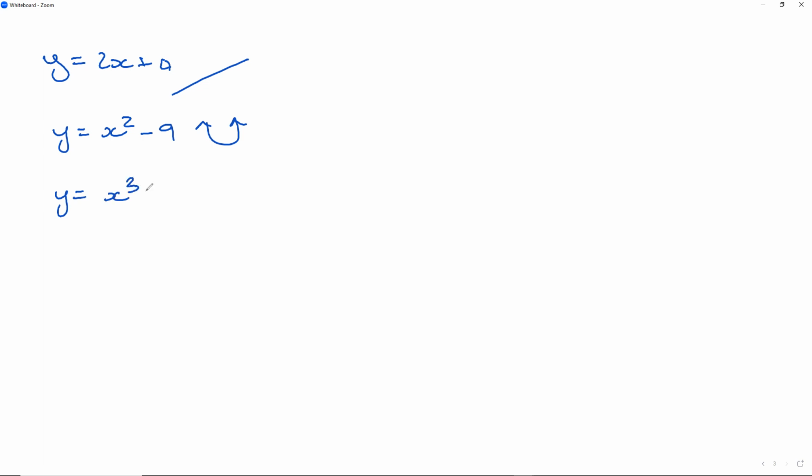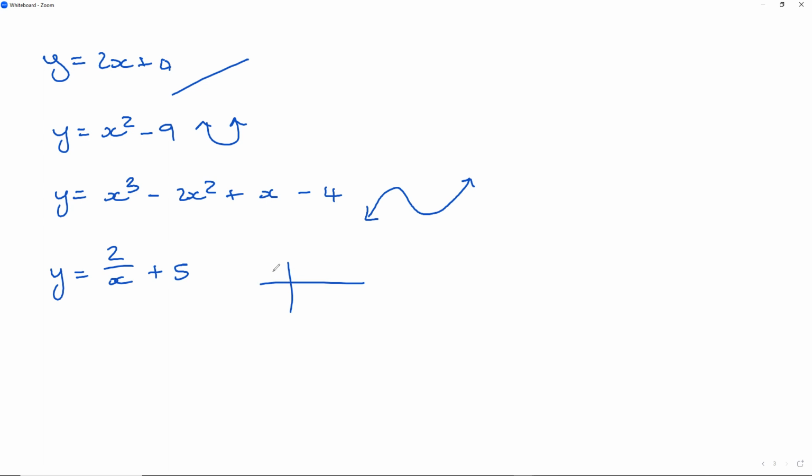Now, sometimes we get different kinds of functions. We have to remember that if I've got y equals 2x plus 4, this is a straight line. If I've got y equals x squared minus 9, this is a parabola. And if I've got y equals x cubed minus 2x squared plus x minus 4, then this is a cubic function, which looks like that. If I've got y equals 2 over x plus 5, this is a hyperbola, and the hyperbola in this case would look like that, where you have these two curves reflecting over this particular line.